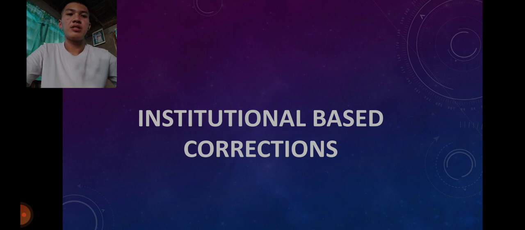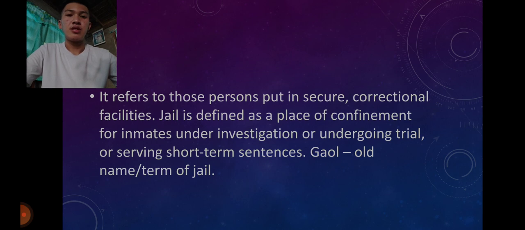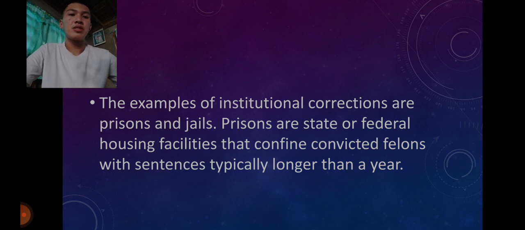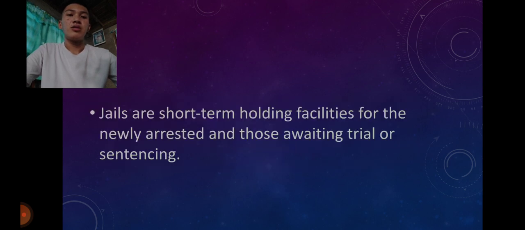The first topic is institutional-based corrections, and this topic was tackled during the Module 1 discussion. Basically, it means that when you commit a crime, you are corrected and put into a jail or prison. Examples of institutional-based corrections are prisons and jails. Jails are short-term holding facilities for the newly arrested and those awaiting trial or sentencing.